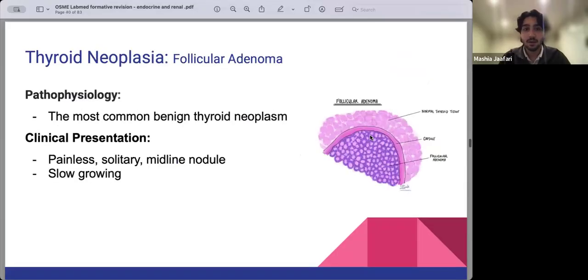Good. Okay. We're now going to move on to cancers of the thyroid. And we'll start off by talking about a follicular adenoma, which isn't actually a cancer, it's benign. And it just presents as a painless solitary midline nodule. So remember, a nodule by itself is usually more alarming than multiple nodules because multiple nodules is usually a multinodular goiter. But if you see someone with a single nodule, that can be more indicative of cancer.